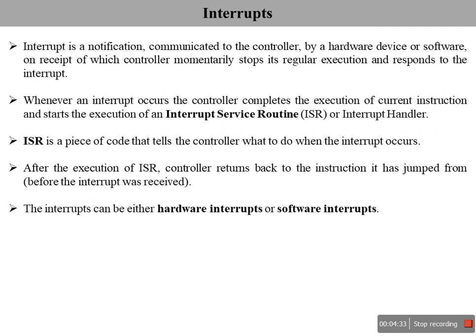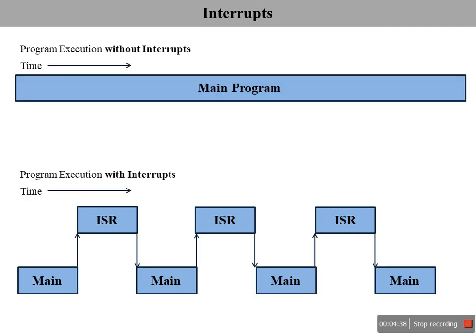Interrupts can be either hardware interrupts or software interrupts. Then, coming to see how the execution of a microprocessor takes place: program execution without interrupts. If there are no interrupts enabled, or there are no devices connected to the microcontroller which need attention, then with respect to time there is a regular, continuous execution of the main program from this end to this end. There is no agent which can interfere in the execution of the main program.